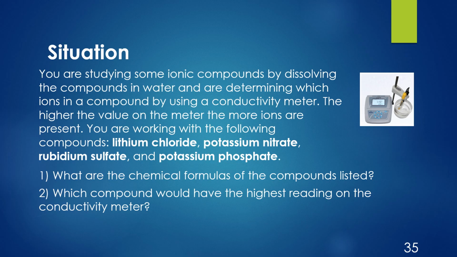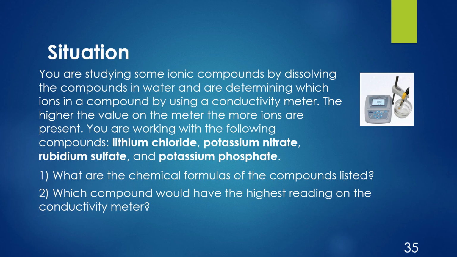So we have a list of the compounds we're working with. Of course, they're all ionic compounds since we're talking about ions and charges. So we have lithium chloride, potassium nitrate, rubidium sulfate, and potassium phosphate. So the first question is asking, what are the chemical formulas of the compounds listed?